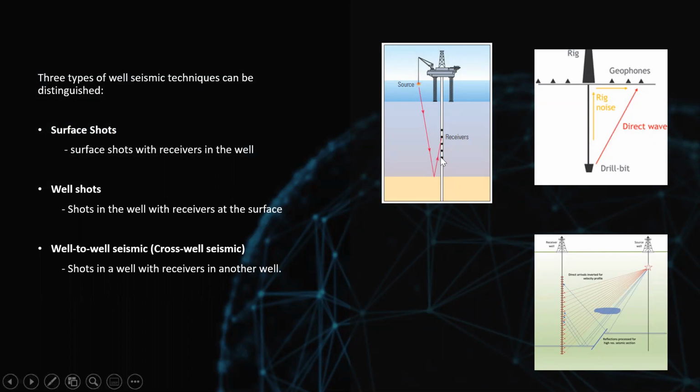The first one is surface shot. Source is at the surface while receivers are in the well. The second one is well shots. The source is in the well. I mean the drill bit acts as a source here, while the geophones, the receivers, are on the surface. In the third case, the source is in one well, while receivers are in the other well.